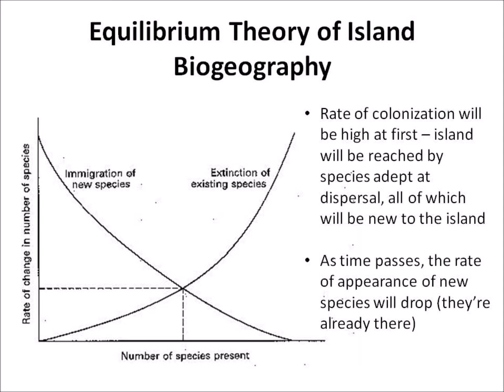So colonization rates start off high. You have a lot of new species arriving shortly after an island forms, and eventually the arrival of new species is going to slow down. And you're going to have no new species arriving because those species are already present.